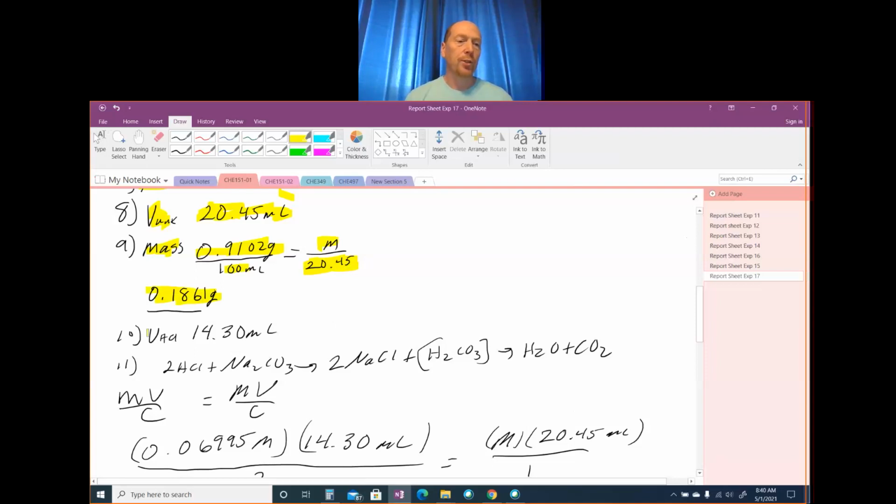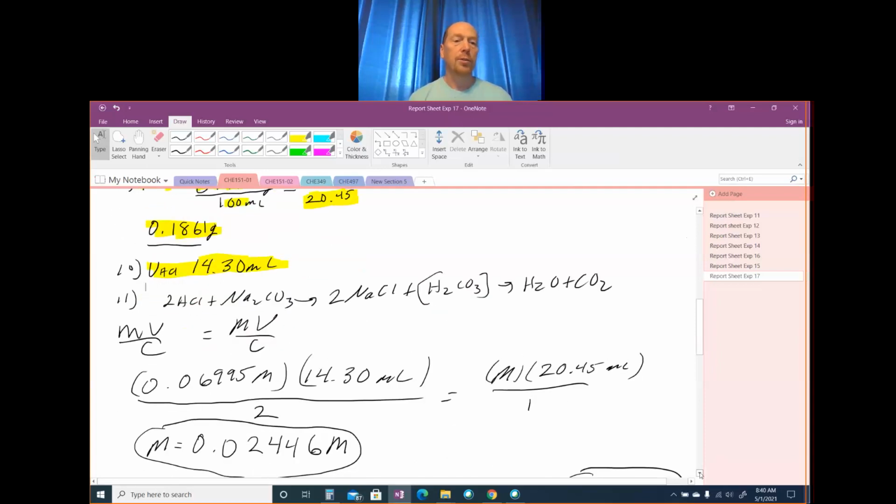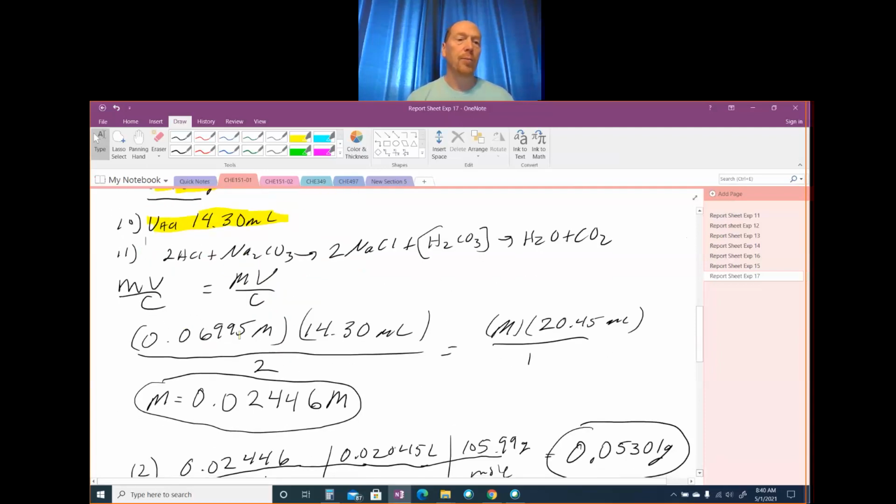You do your titration, all right? So data point, what volume of HCl required to reach the endpoint? 14.30 mL. All right, again, the same balanced chemical reaction. So MV over C is equal to MV over C. We now know the molarity of our HCl. We calculated above. This time we want to find the molarity, so we can use the milliliters of our HCl, we can use the milliliters of our unknown.